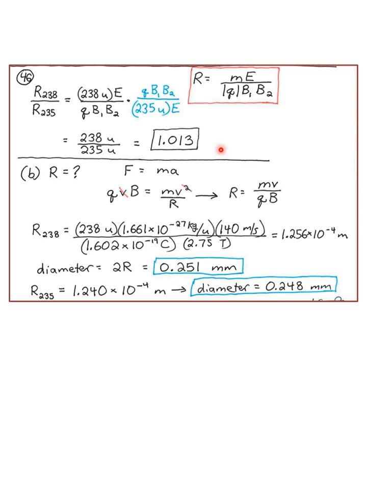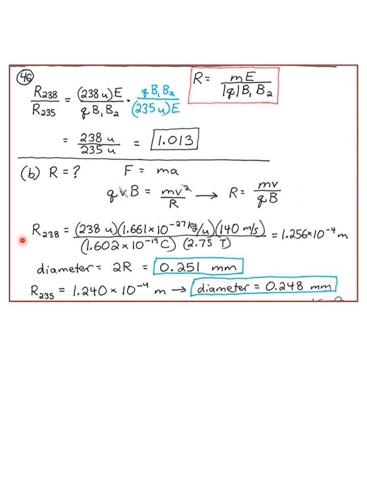Now for part B, it says singly ionized uranium ions pass first through a 140 meter per second velocity selector and then into a 2.75 Tesla magnetic field. Find the diameters of the arcs traced out by the two isotopes. Well, here we're given their speed. We want to know the radii. And F equals ma, going through a magnetic field, gives us qvB equals mv squared over r. So radius is mv over qB.